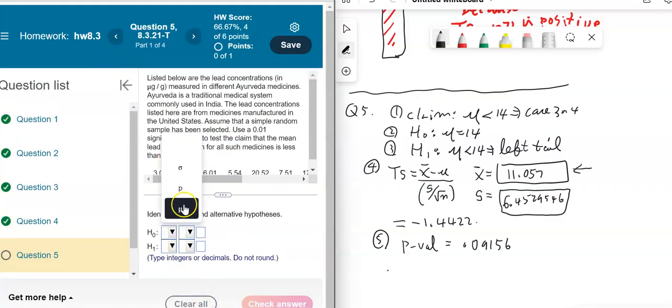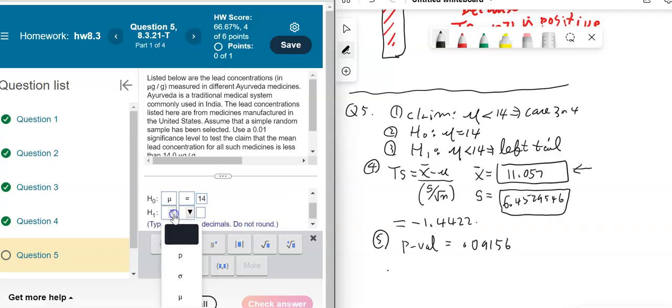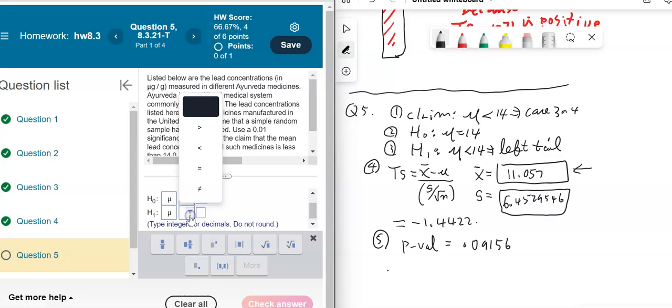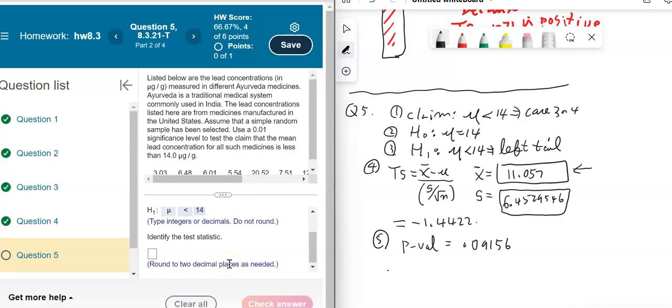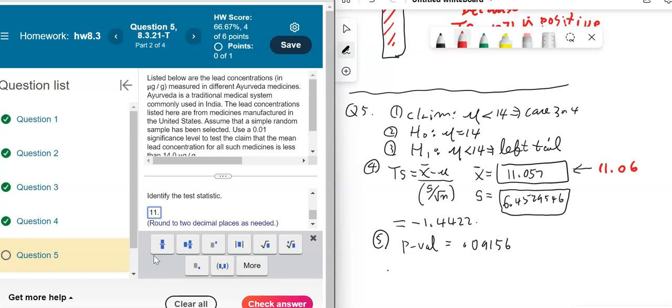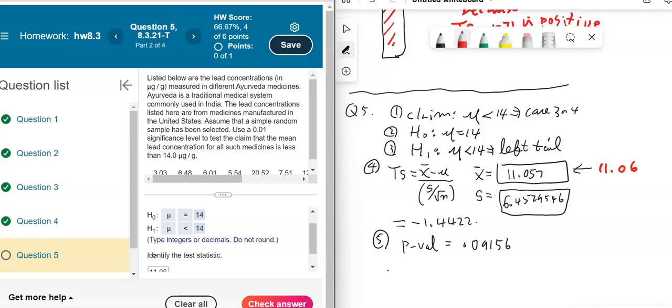So H0 is mu equal to, what is it? 14. And then H1 is mu less than 14. Okay, and then check. Okay, and then test statistic, you see that 11.06, so I'm going to put 11.06, better be right.